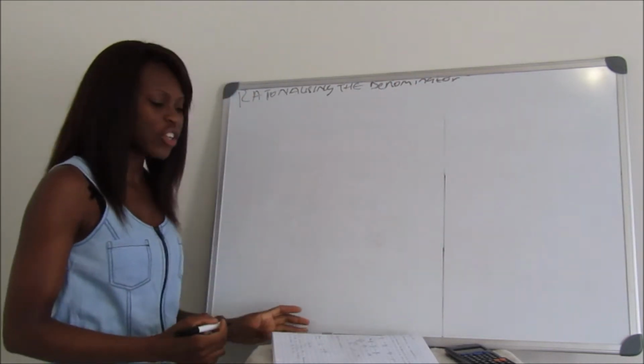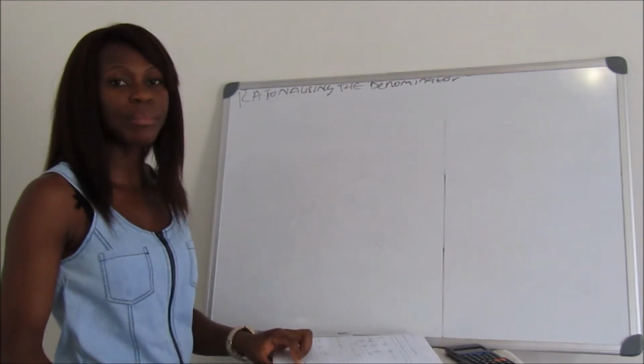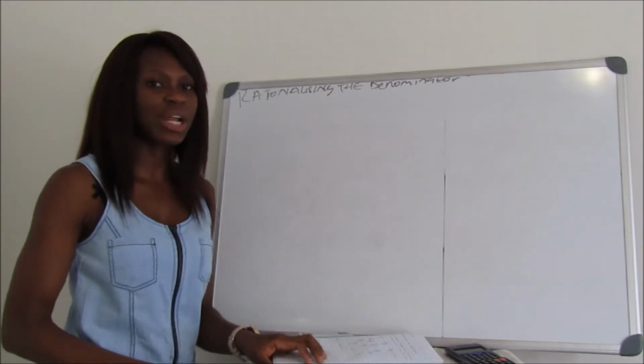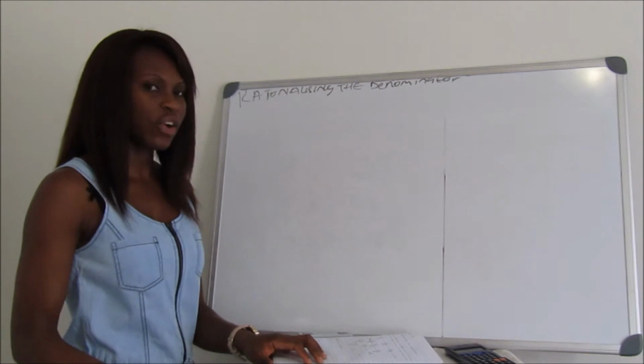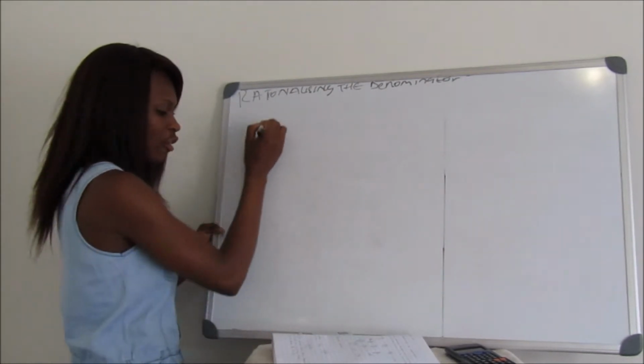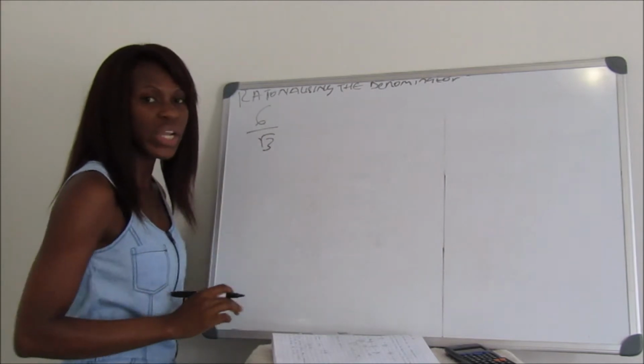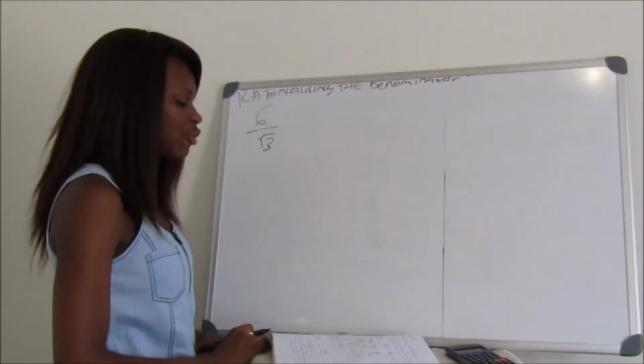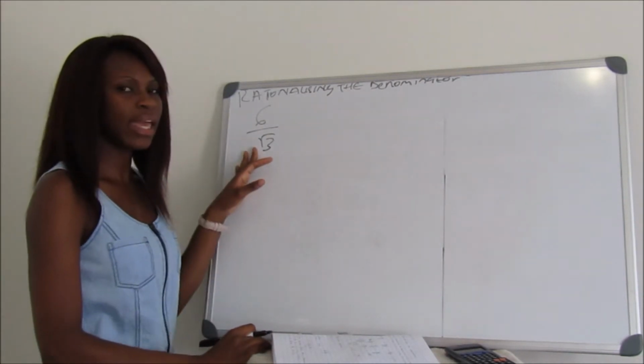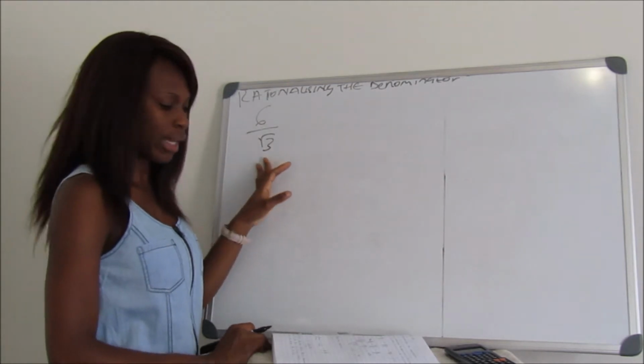The principle of rationalizing the denominator is to remove the irrational numbers in the denominator. For example, if we have a question of 6 divided by root 3, root 3 is an irrational number, but what we have to do is to change root 3 into a rational number in the denominator.